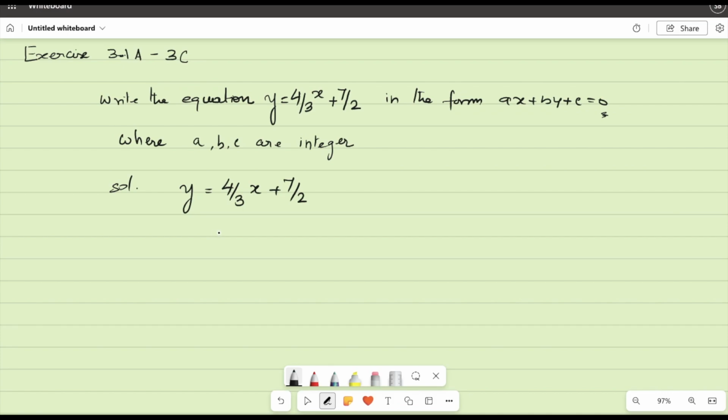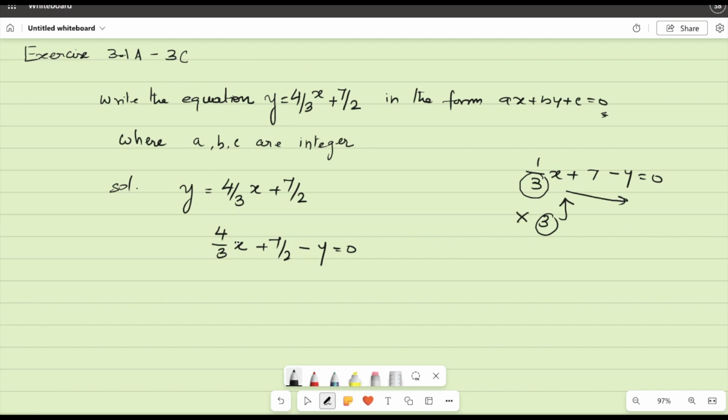Here, bring the y to that side: 4 by 3 x plus 7 by 2 minus y equal to 0. In the previous example we had only one denominator, so we multiplied by 3 for all the terms, right? Because only one denominator was there, we multiplied all the terms by 3.